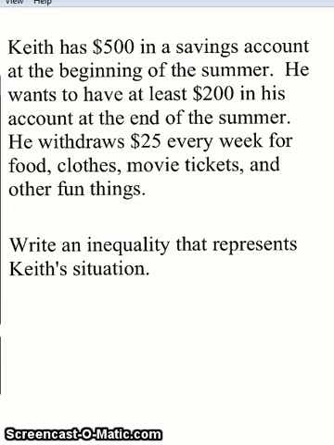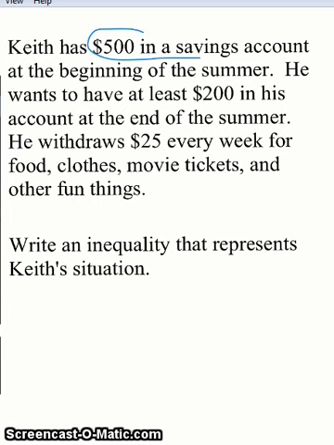Keith has $500 in his savings account at the beginning of the summer. He wants to have at least $200 in his account at the end of the summer. He withdraws $25 every week for food, clothes, movie tickets, and other fun things. And your job is to now write an inequality that represents Keith's situation. So we need to identify the important information.